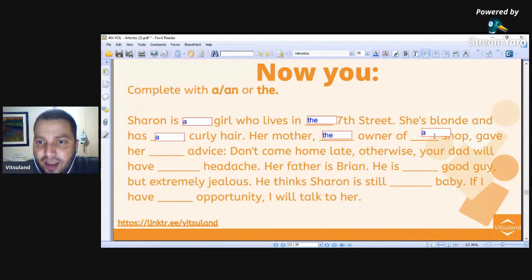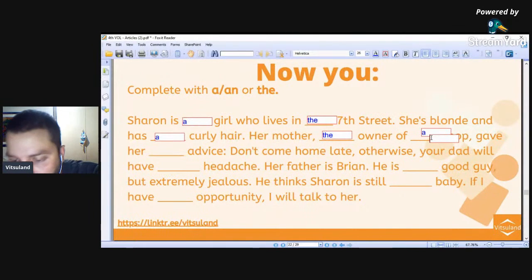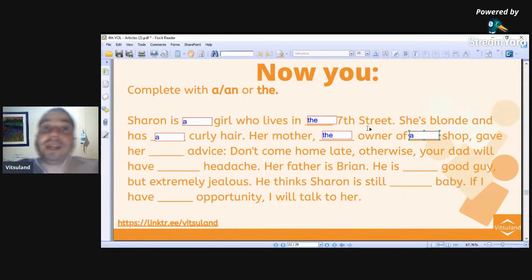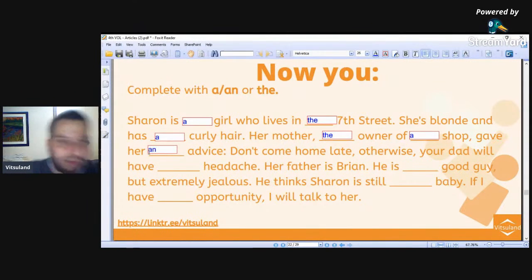Pay attention, because in this case we are not saying which shop this is. So it can be any shop. A shop. The owner of a shop gave her advice. Okay, so let's imagine that when we think about a mother, she can give many advices. So we're talking about some advice, a specific one, but it's not determined. So we can say an advice. Give her an advice.